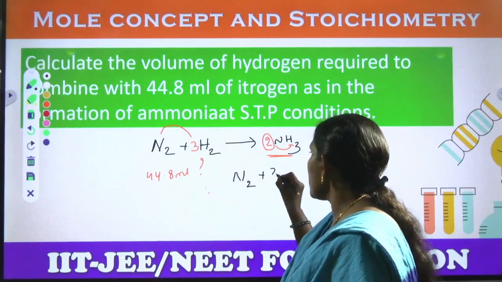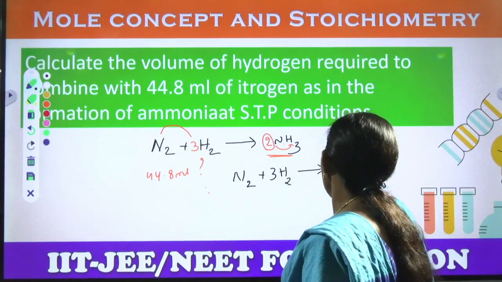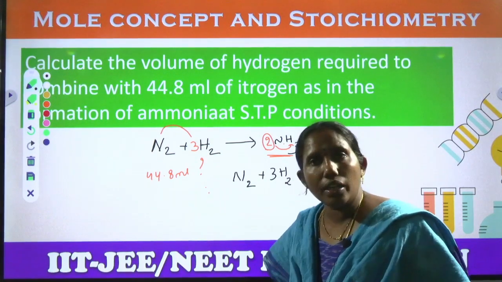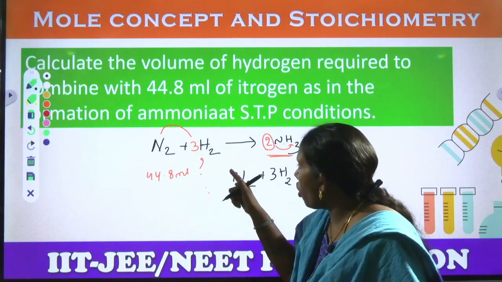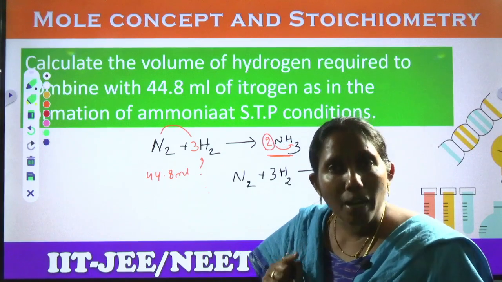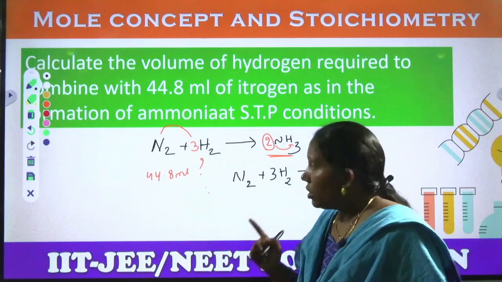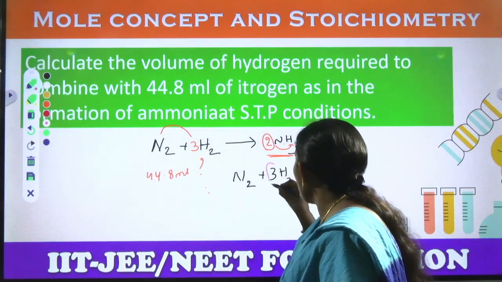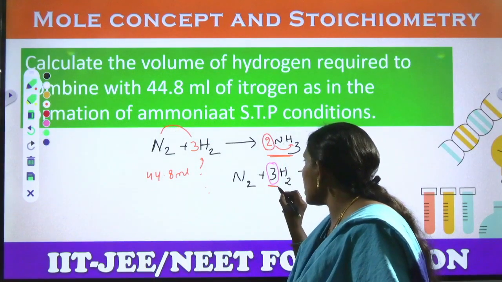N2 plus 3H2 gives rise to 2NH3. Here he is asking for both nitrogen and hydrogen in terms of volumes only. So see here nitrogen, how many moles are there? Nothing is here, that is nothing but 1 mole. So 1 mole of nitrogen reacts with, what is the number here? 3 moles. 1 mole of nitrogen reacts with 3 moles of hydrogen.